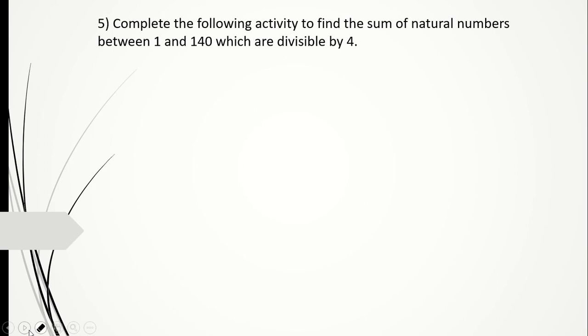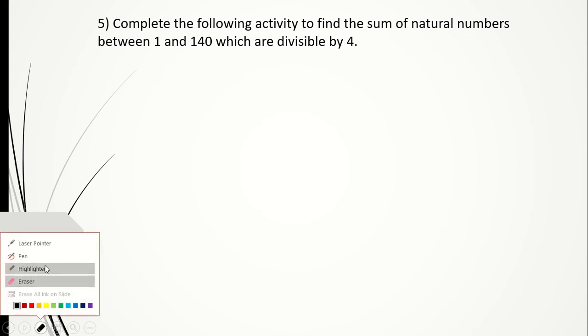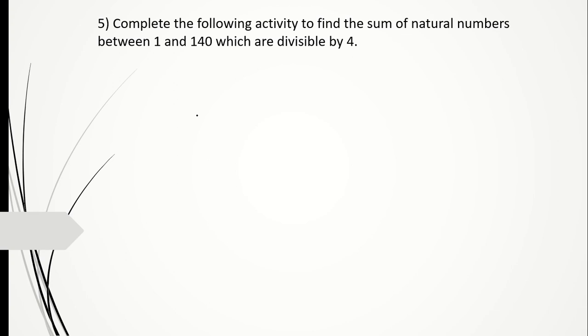Complete the following activity to find the sum of natural numbers between 1 and 140 which are divisible by 4. This is also exactly a similar type, but it is given in the activity form. I will just explain it to you first, then we can go to the activity. So just write the sequence what it is. Natural numbers which are divisible by 4 between 1 and 140. So it will start from 4. Divisible by 4 we want. 4, 8, 12, 16 and go on.